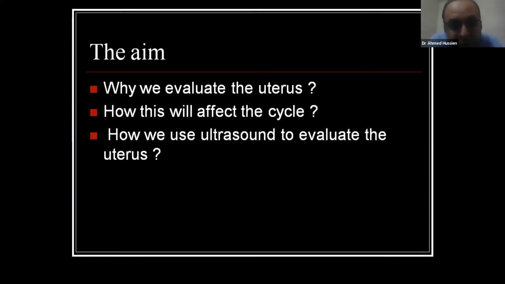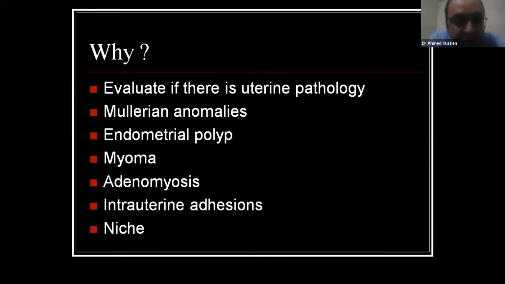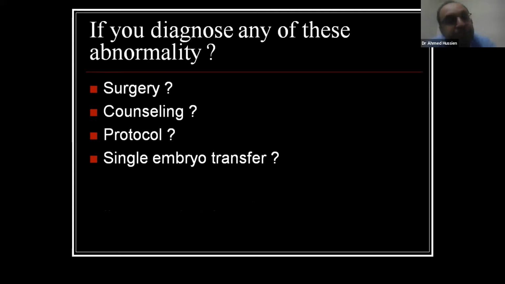The aim of my talk is to answer why we evaluate the uterus and how this will affect the cycle, and how we use ultrasound to evaluate the uterus. Why we evaluate the uterus? Because the endometrium is the site for implantation, and we know that the uterus is affected by many diseases that affect our outcome: Mullerian anomalies, endometrial polyp, myoma, adenomyosis, intrauterine adhesion. All these affect the outcome.